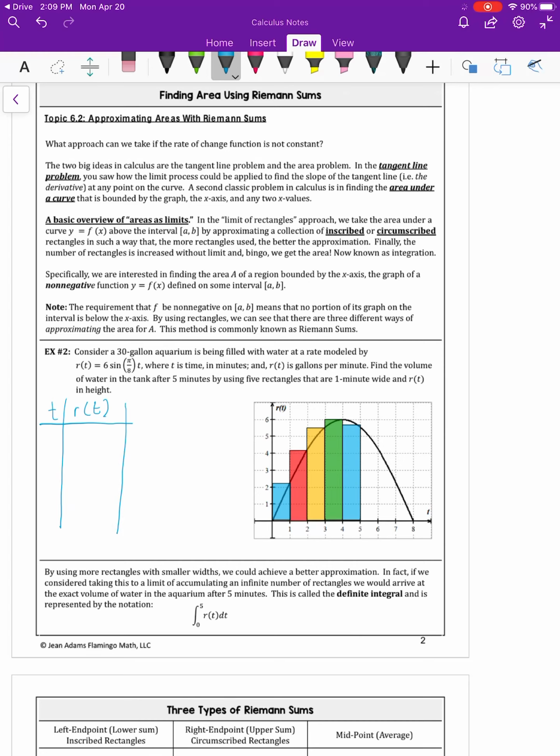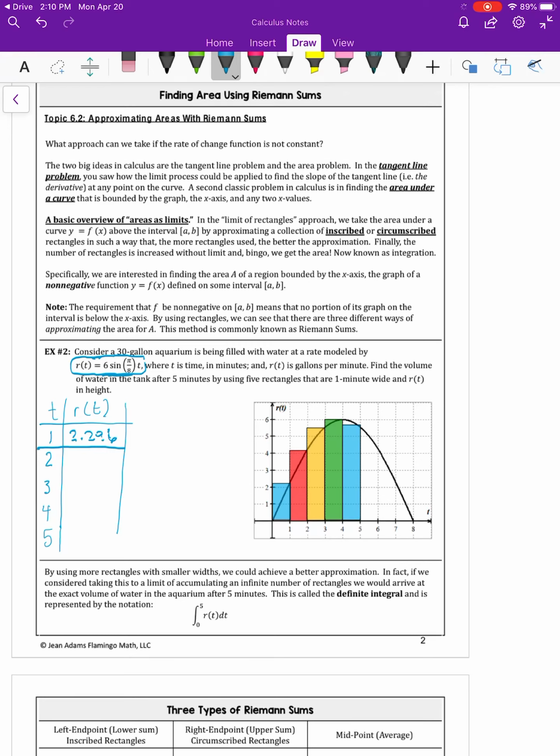So what we're going to do is make a chart. We're going to make a t, R of t chart. Okay, so we're going to look at 1 minute, 2 minutes, 3 minutes, 4 minutes, 5 minutes, and see what the approximation is. Since we actually have R of t here, we're going to put it in our calculator and get that approximation.